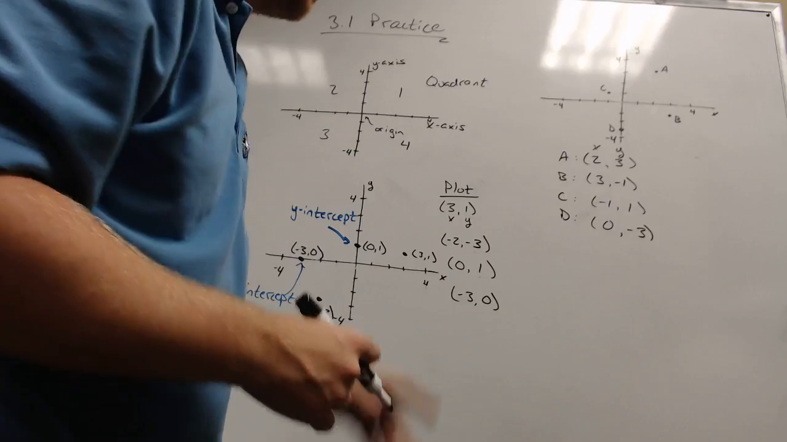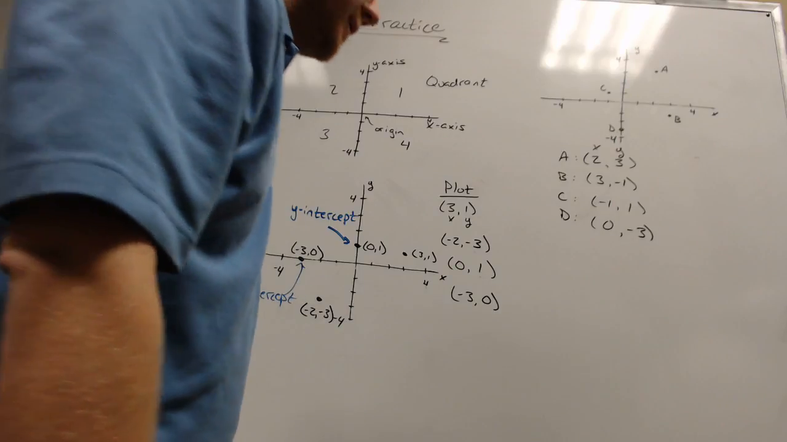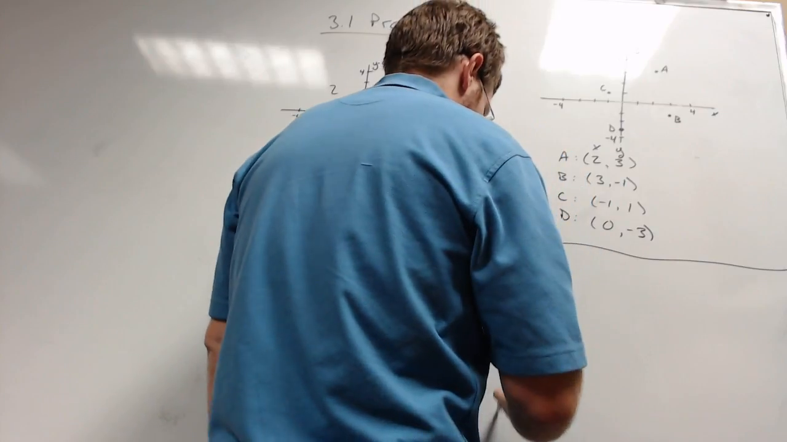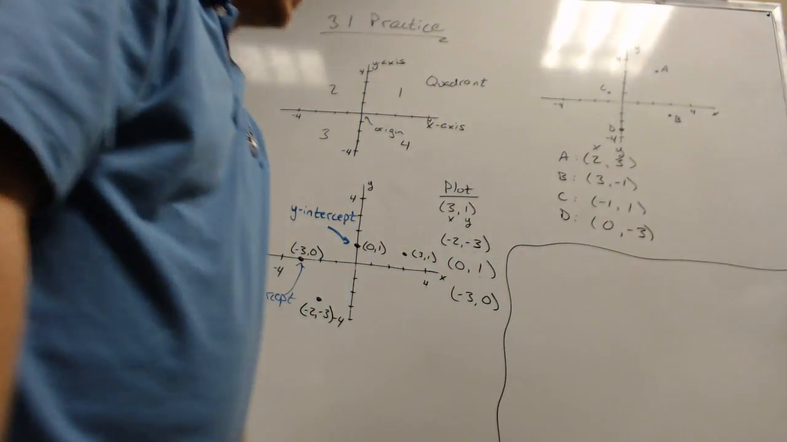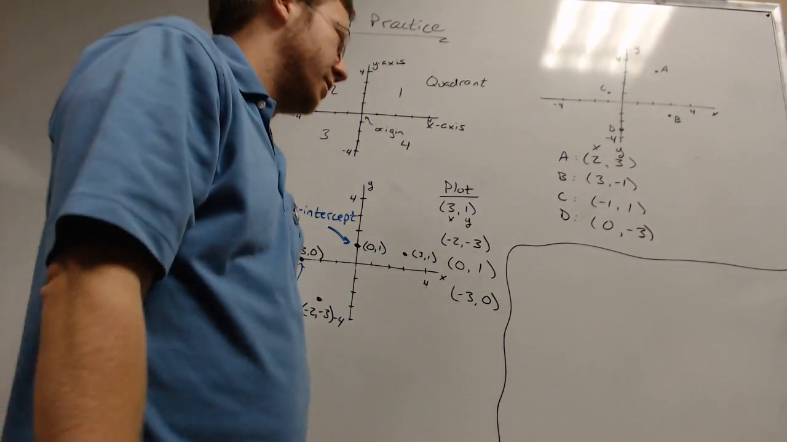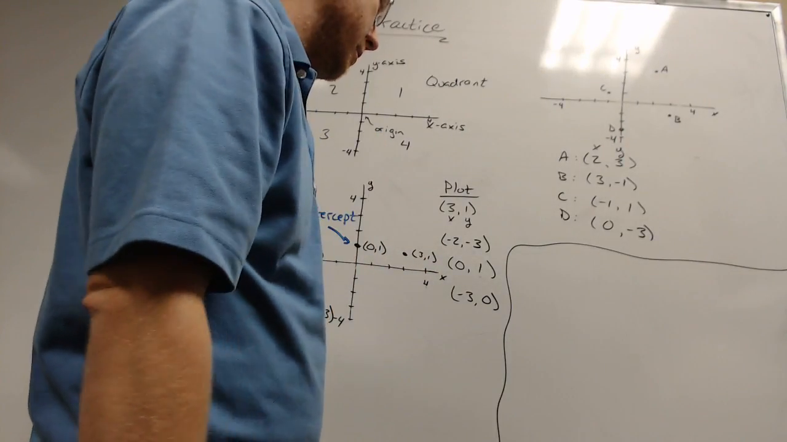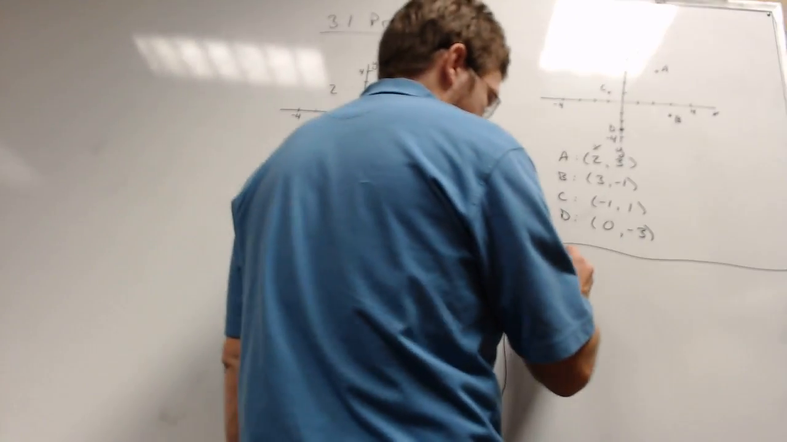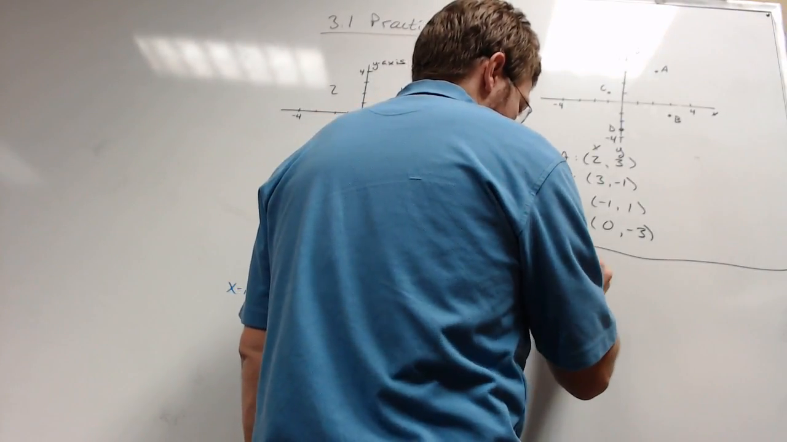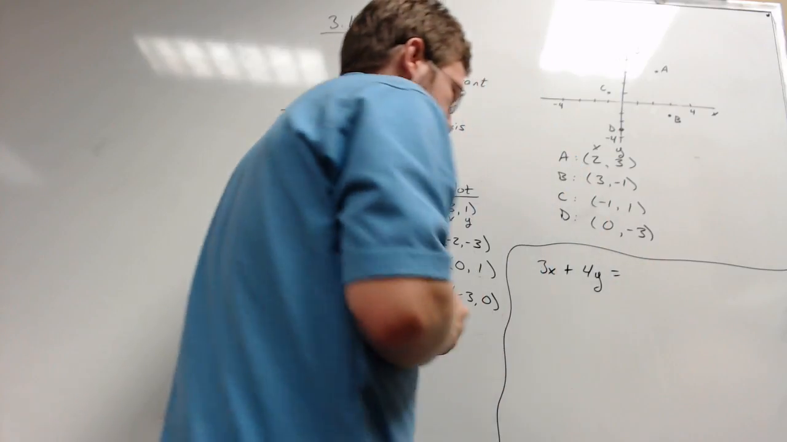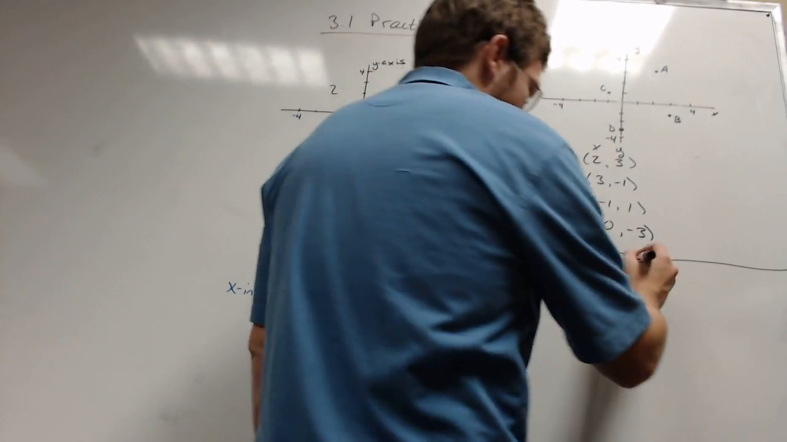And lastly, which we saw in the previous video, we want to be able to find solutions to a linear equation. We talked about how ordered pairs are all considered solutions to a linear equation. So if we had something like 3x plus 4y equals 12.